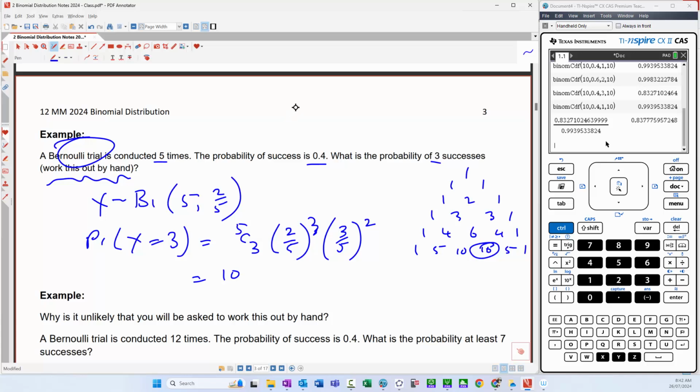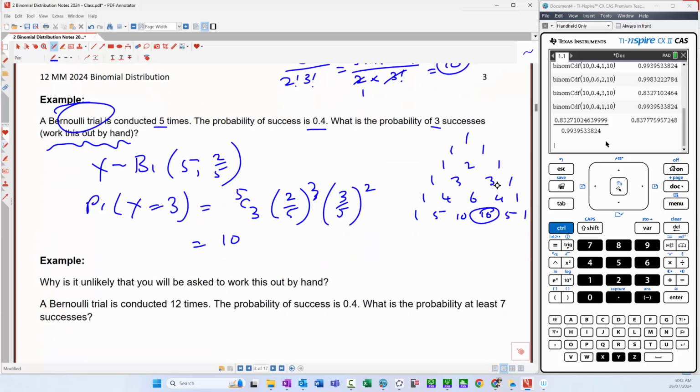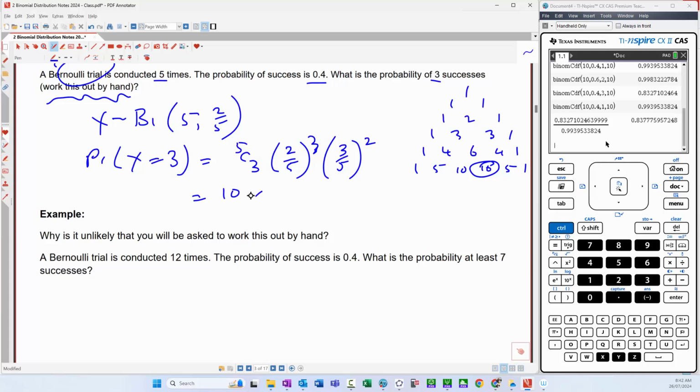The other way is to use the formula, which is also on the formula sheet, which is 5 factorial over 2 factorial, 3 factorial. 5 times 4 times 3 factorial over 2 times 3 factorial. That's 1, 2, 10. I don't know, the formula's probably a bit faster, but you've got to remember the formula, or you've got to look it up. Okay, so we've got 10 times 2 to the 3 over 5 to the 3 times 3 to the 2 over 5 to the 2.